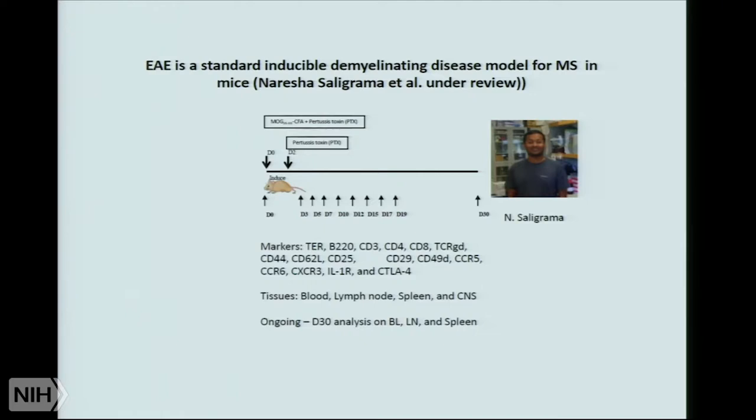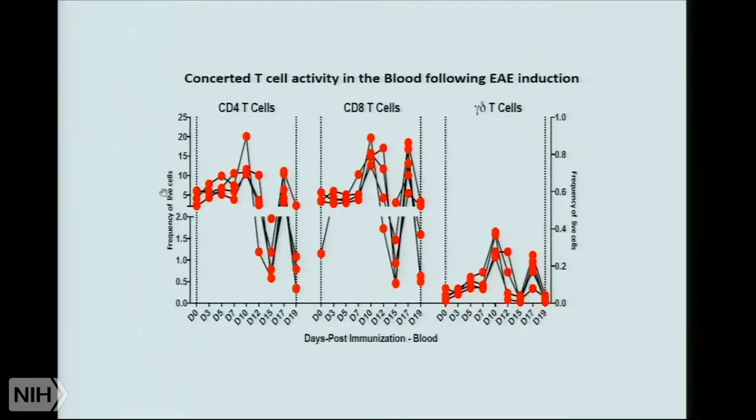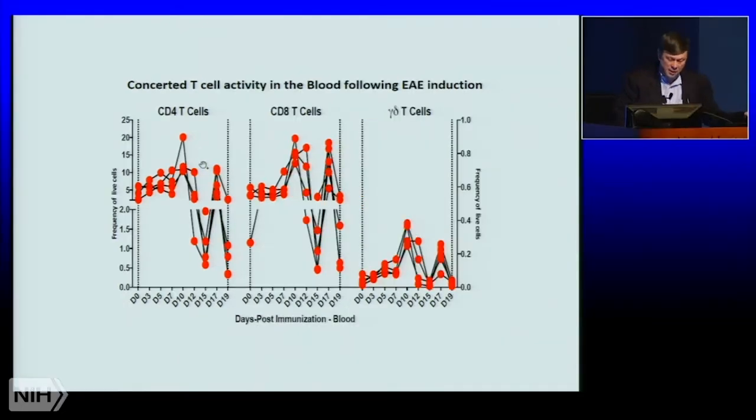So, long story short, we saw exactly the same thing in EAE, which is that we saw a spike of CD4 cells together with a spike in CD8 cells together with a spike of gamma delta cells. And then as a special bonus, a week later, we saw a spike of exactly that same trio of cells. So this says that this is something much more general than just a peculiarity of celiac disease.